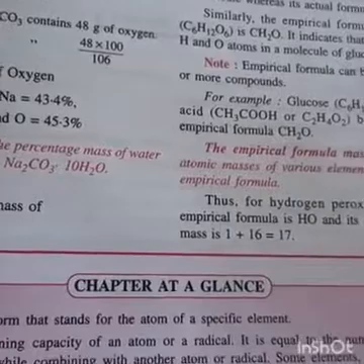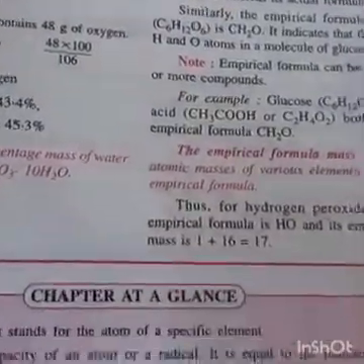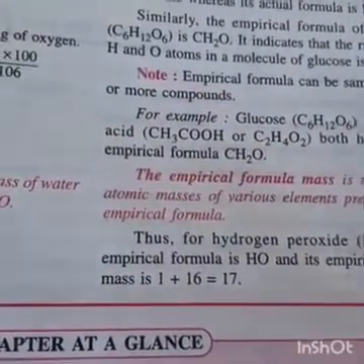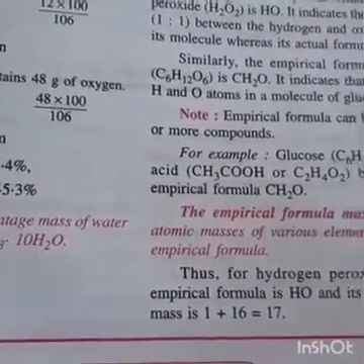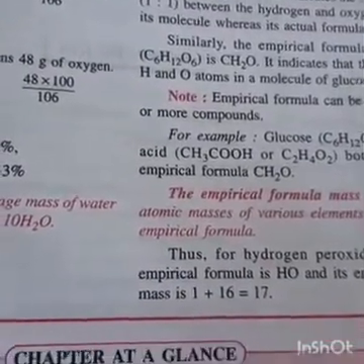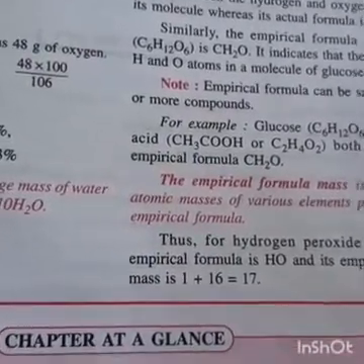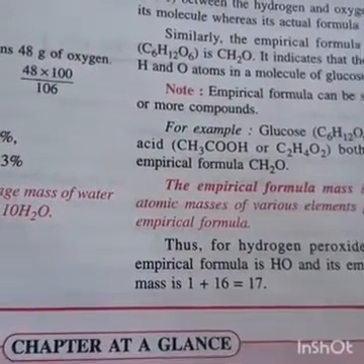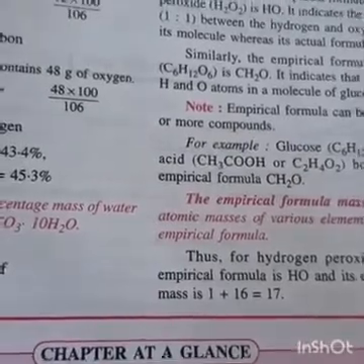Is it clear? Similarly, if we are studying empirical formula, there is another term known as empirical formula mass. Whatever the mass of the empirical formula comes out to be is known as the empirical formula mass. So again in the case of H2O2, the empirical formula of hydrogen peroxide is HO and the empirical formula mass is 1 plus 16 equals 17.